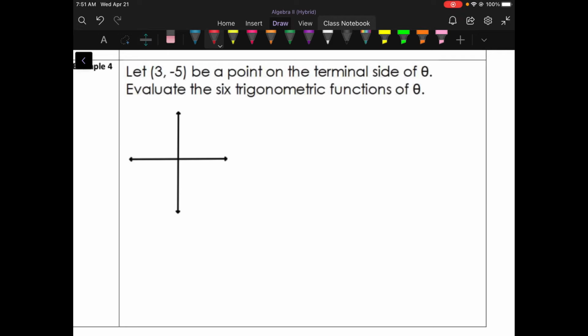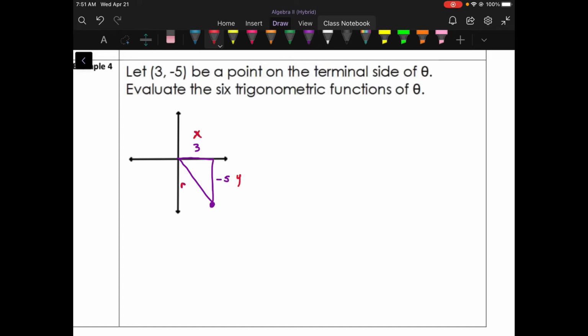So now we're given this point 3, -5. So if I plot that point, it's going to be somewhere down here. So we're going to the right 3. We are going down 5. So again, we need to find r, our radius. This is the x value here. This is our y value.